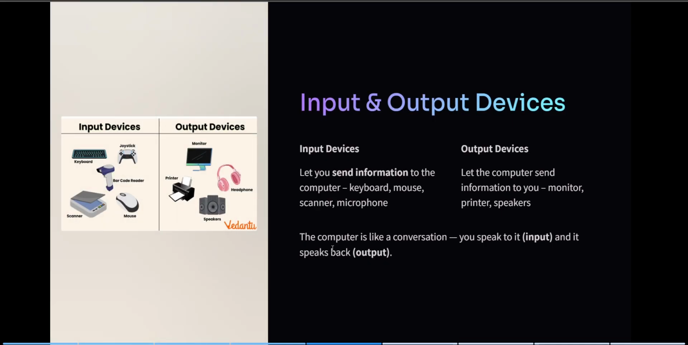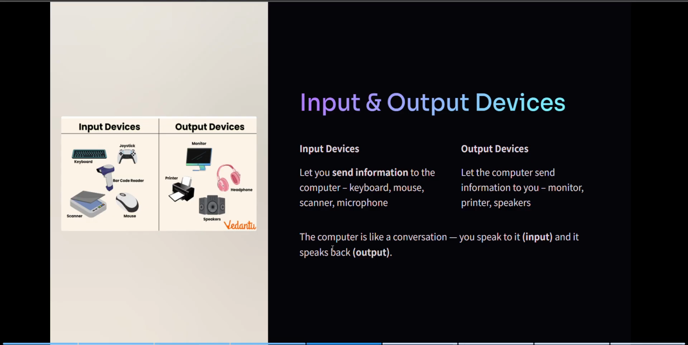All right. So we also have the input and output devices, right? So the input devices are devices that allow you to send information to your computer. They allow you to tell your computer what to do, right? Like the keyboard, like the mouse, your scanner, your microphone, right? You are able to type into your computer with your keyboard. With your mouse, you are able to move your cursor and move anywhere within the computer.